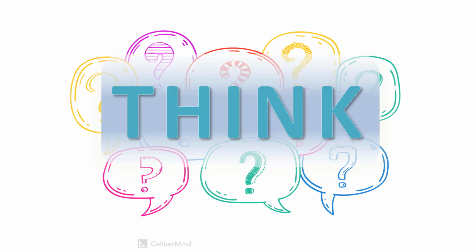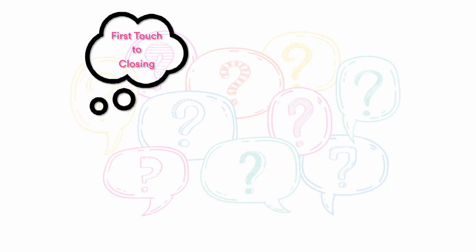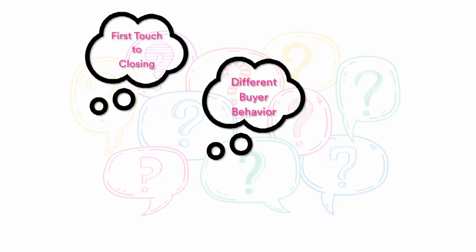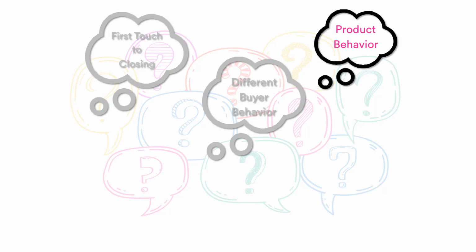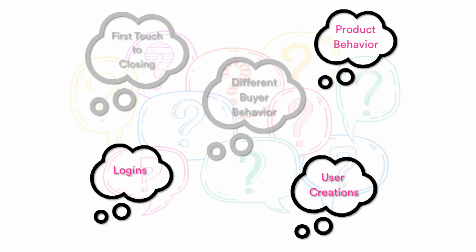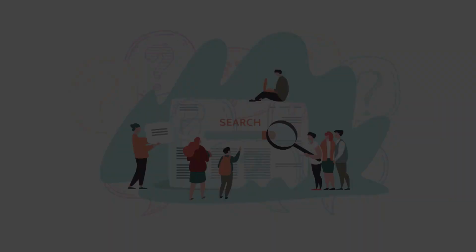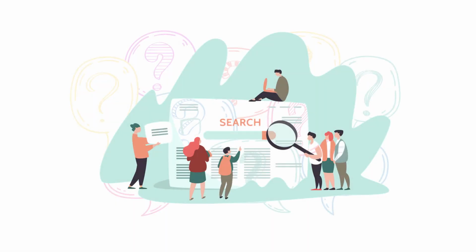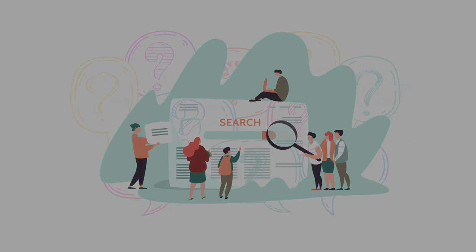When determining whether or not you need a new scoring model, think through how long it takes from first touch to closing the sale and whether or not the buyer behavior differs. For example, with Caliber Mind, we may want to look at product behavior, logins, and user creations, instead of whether or not the visitor was on our website and interacting with Caliber Mind marketing campaigns.